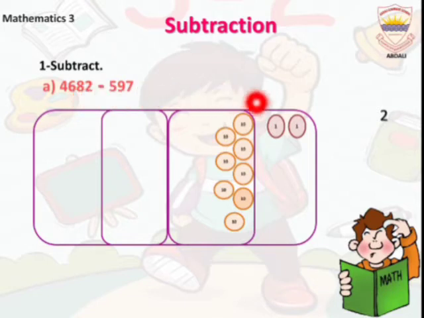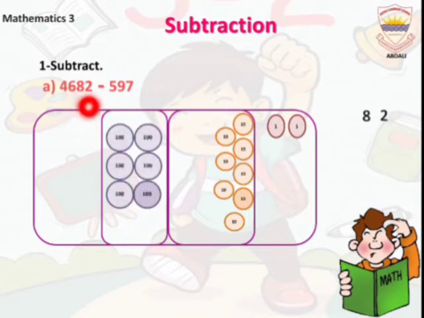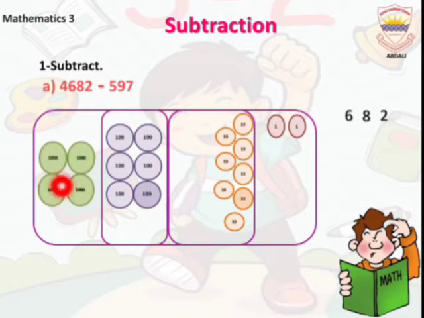Similarly, 6 is at hundreds place, so we draw 6 number disks of hundreds. And at thousands place 4 is there, so we draw 4 number disks of thousands. Now students, we start to subtract our numbers starting from the ones.